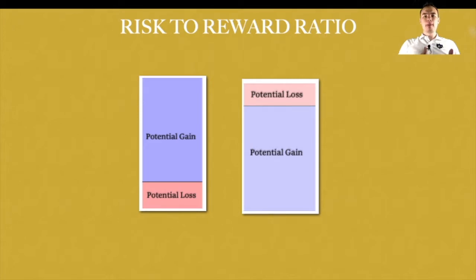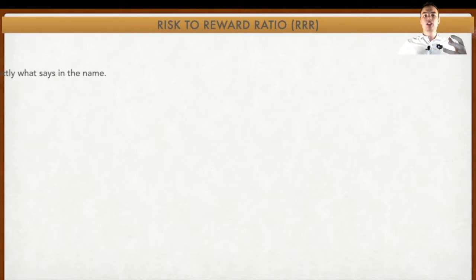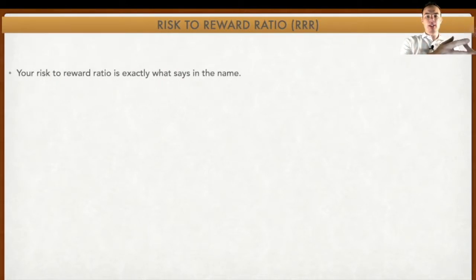Now that you know what a stop loss is and what a take profit is, I'm going to go through something called risk to reward ratio. If you don't know what a stop loss or a take profit is, please watch the previous lessons. Your risk to reward ratio is basically what it says in the name: you comparing your risk to your reward. It's the ratio between your risk, the amount of money you are risking, compared to the amount of money that you can potentially gain.